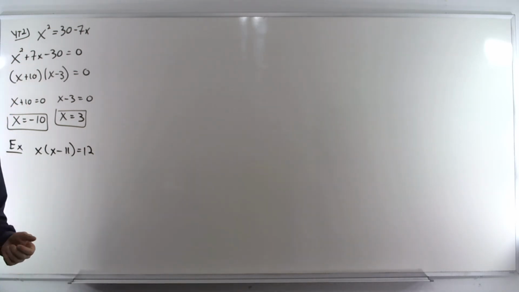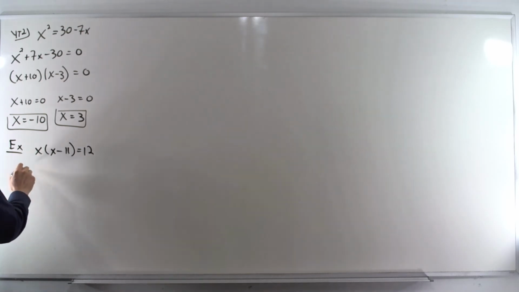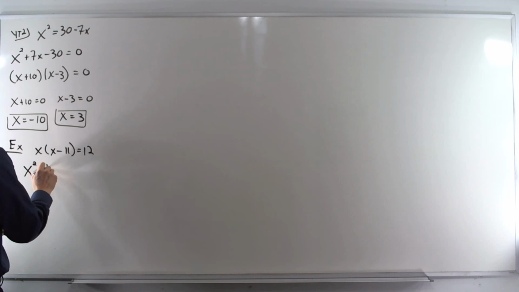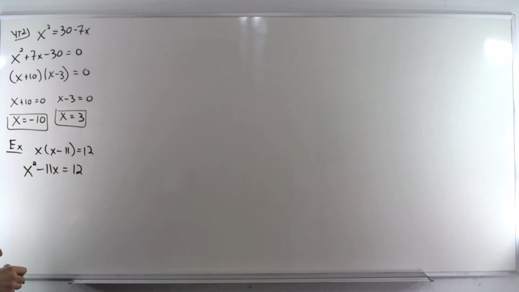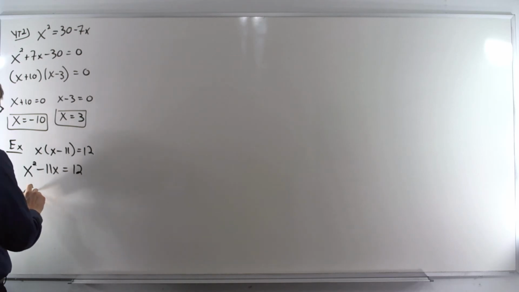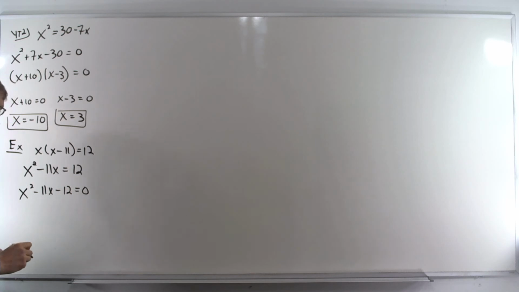So some of these are going to require some work to get them in standard form. Here we've got one that needs to be simplified first, so we're going to distribute to remove the parentheses. So it gives us x squared minus 11x on the left-hand side. And now we'll move the 12 over to the left-hand side. So we got x squared minus 11x minus 12 equals 0.